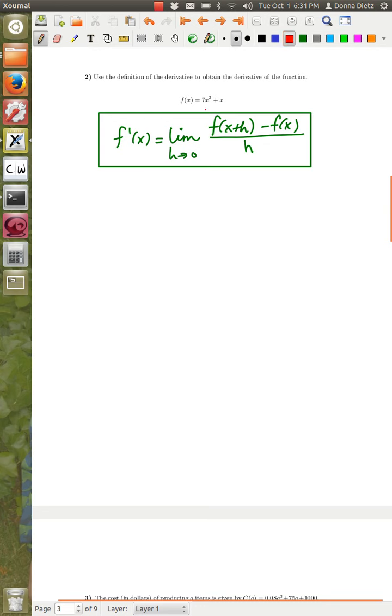The important part that students often have trouble with is the f of x plus h part. So let's pull that off separate.